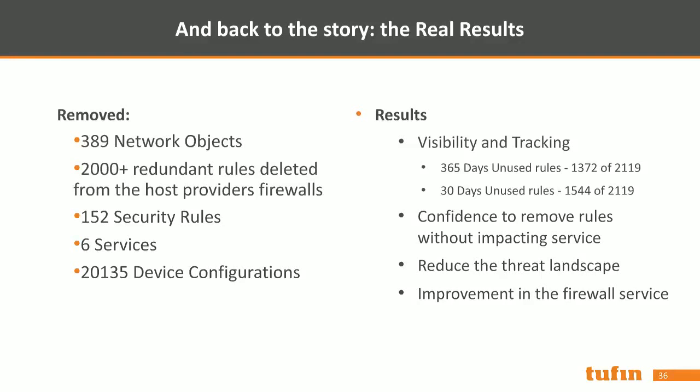Those results really provided them better visibility and tracking. They're able to see, in a year, how many unused rules have not been hit, or in 30 days, how many unused rules have not been hit. They can remove rules with confidence without impacting service, and they do that with an automated process. Once they've identified that a rule hasn't been hit in 365 days, they automate that process to remove that rule. So overall, they've reduced their threat landscape, and they've improved the firewall service.